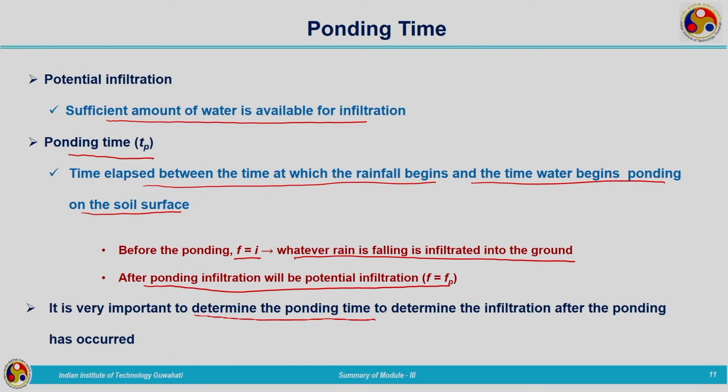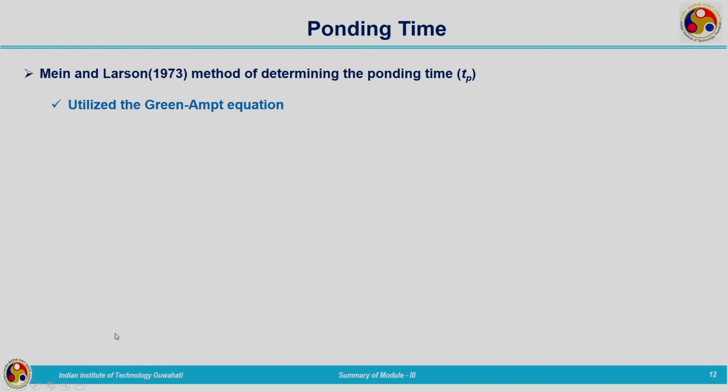Based on the ponding time, we can find out how much infiltration has taken place after ponding has occurred. So, it is very important to determine the ponding time to determine the infiltration after ponding. For that, we have made use of the Green-Ampt equation, the contribution by Mein and Larson. The equation is based on the Green-Ampt equation, which is derived as a combination of continuity and momentum equations.